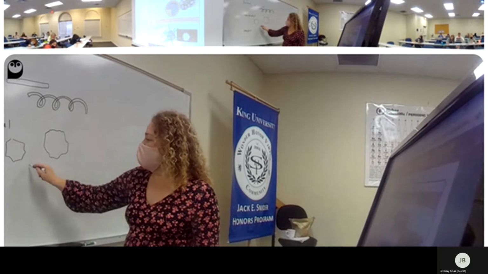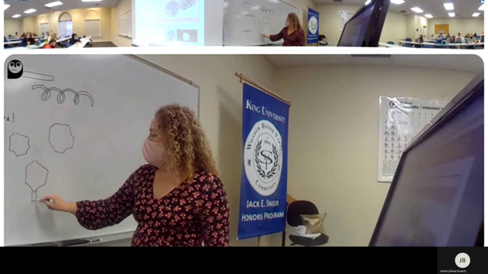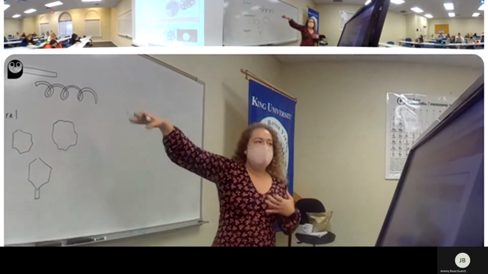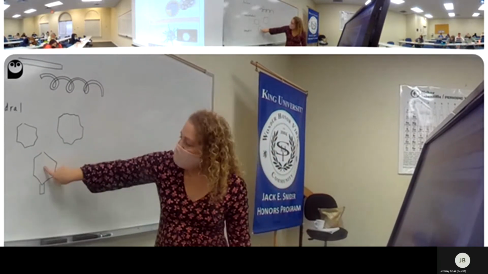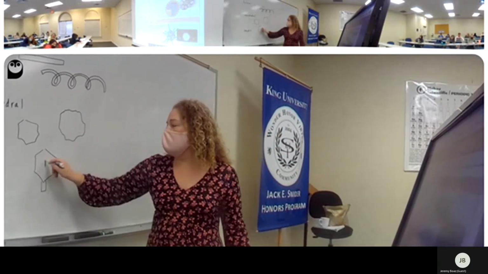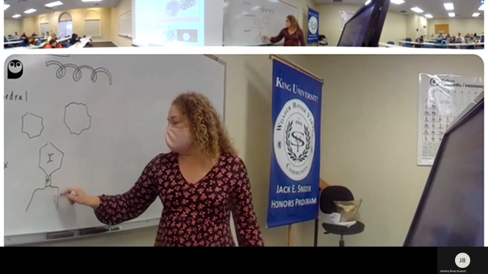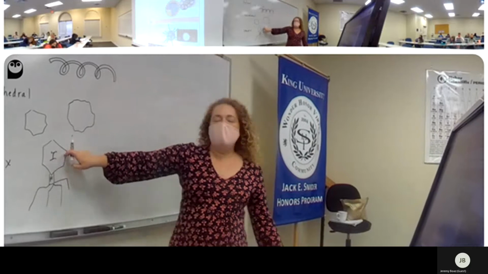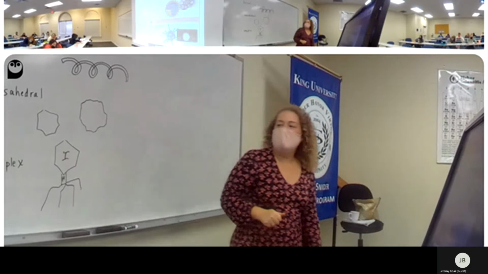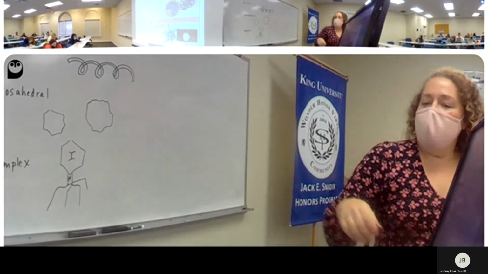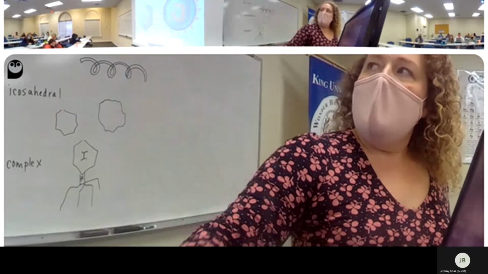And then if it's complex, it's going to look something like that, where it's got both parts together. So a complex is got an icosahedral part plus a helical part together in one virus, and then it may have some other parts also. I have a doll of one of these in my office. Come see it sometime. Complex virus. Okay, so those are the general shapes.